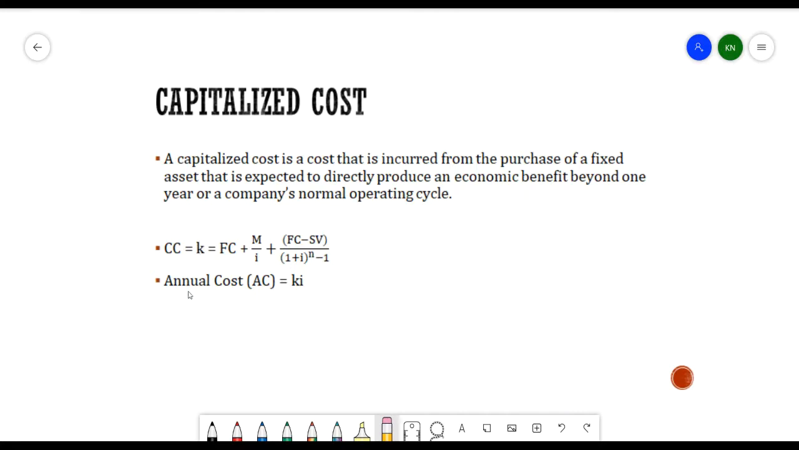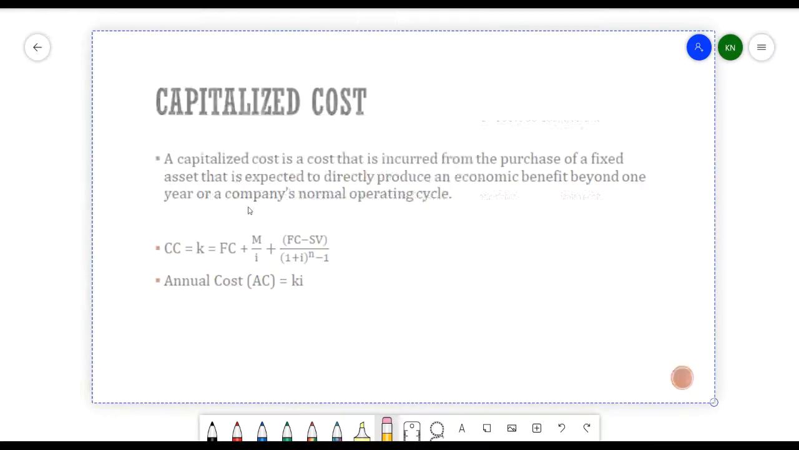And in order for us to get the annual cost, or the AC, that is just equal to K times I, or the capitalized cost multiplied by the interest. So these are the formulas that we need to remember in solving for capitalized cost. So we have here an example of the capitalized cost.